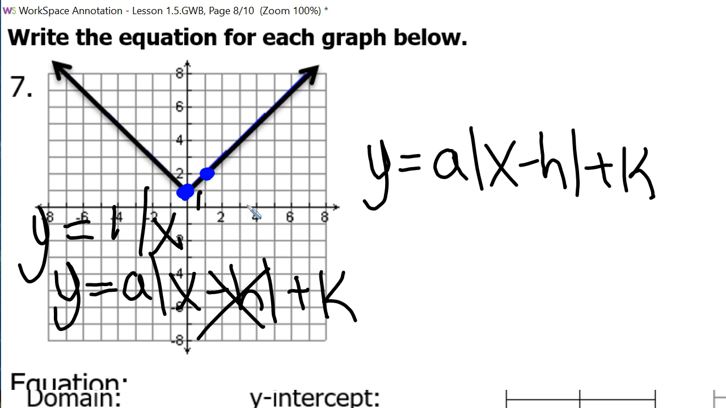But the plus k, did the graph move up or down? Yes. Which way? Up how much? 1. So I need to have a plus 1. Now when I write my equation, an equation must have an equal sign. So you do have to have the y equal. The a value, you don't have to have the 1. You have to have the absolute value. And to make sure that we know it's translated up 1, make sure you have the plus 1 at the back of your equation.